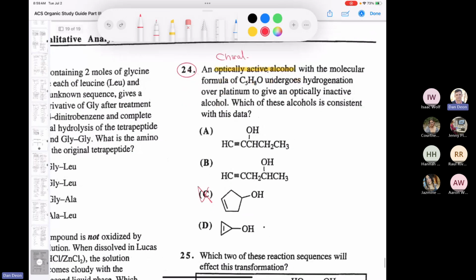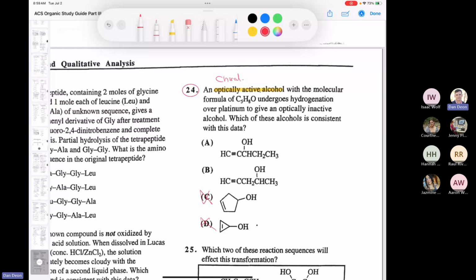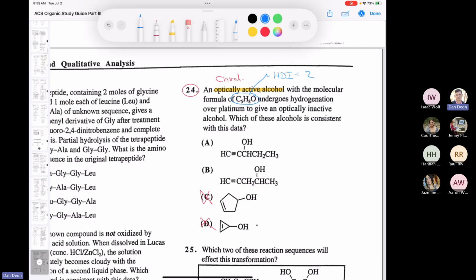So again, we're just using some process of elimination. I don't know about you, but I can't help myself. I like to start looking through the answers right away. Another thing you could do, and this won't help you a ton with the way they laid this question out, is take the formula and calculate the HDI. The HDI for this compound is 2, but you see that everything they gave you has an HDI of 2. So that actually doesn't help all that much.